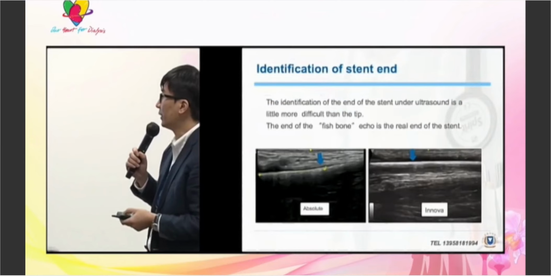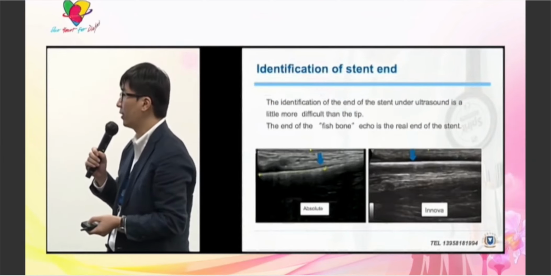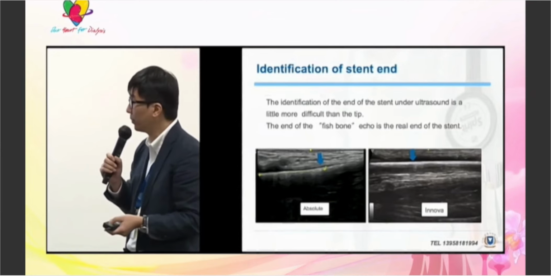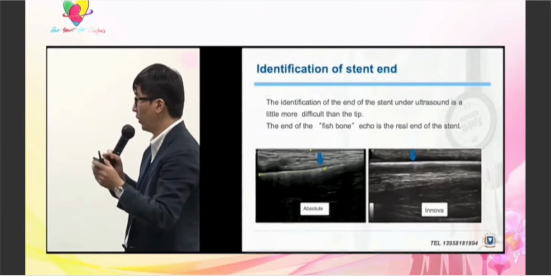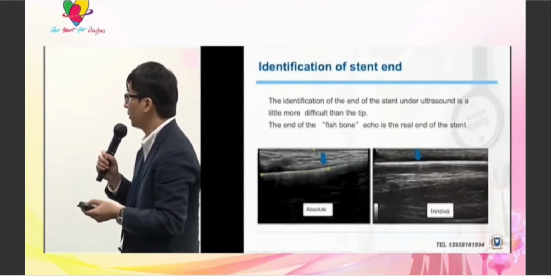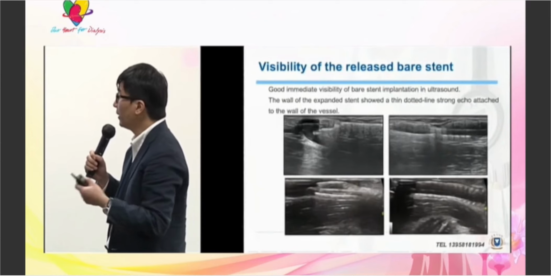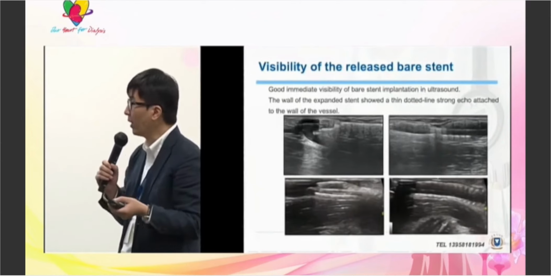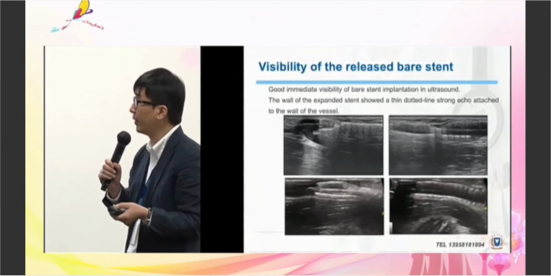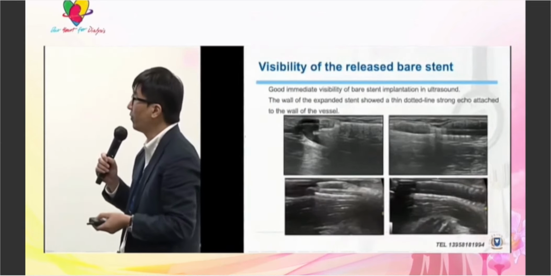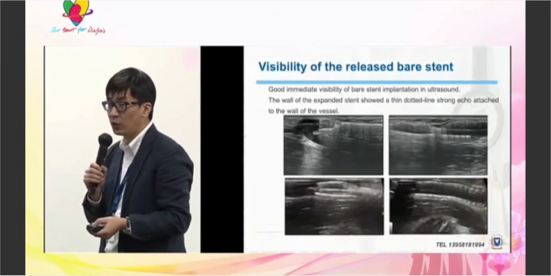The identification of the end of the stent under ultrasound is a little more difficult than the tip. So we should find the tip end of the fishbone echo. That's the rear end of the stent. When the stent has been implanted, the immediate visibility of the bell stent is good, and the wall of the expanded stent shows a thin dotted line strong echo attached to the vessel wall.